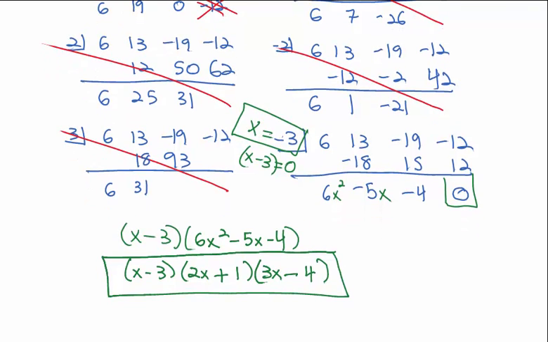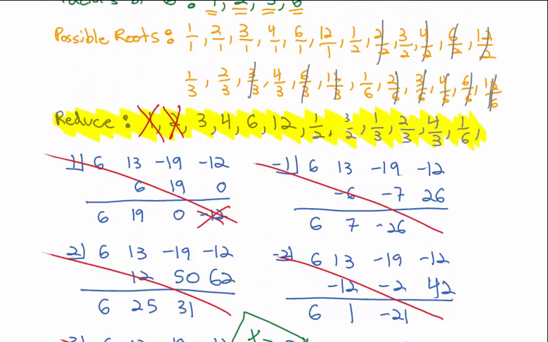Notice the other roots, if we had solved them. The roots would be negative 3, negative 1/2, and 4/3. And those are all on our list. So if we had gotten to those, they would have worked and the others would not have.